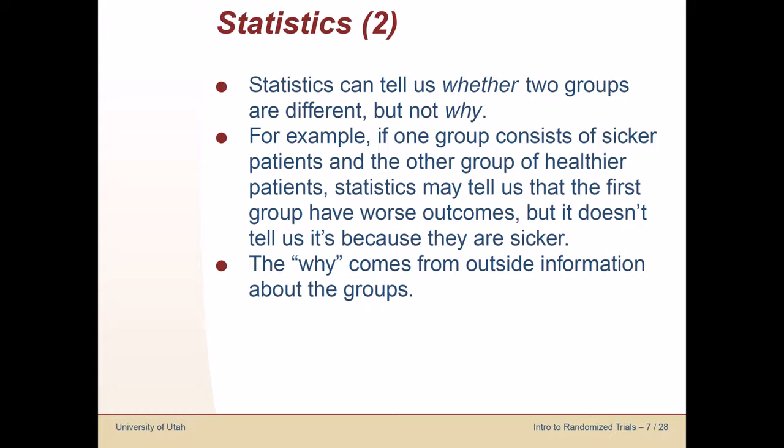Now, statistics is great and can tell us whether two groups are different, but not why. So, for example, if I have two groups and one has sicker patients than the other group, then statistics may tell us, in fact, that the groups are different and that the first group has worse outcomes, but it's not going to tell us why the groups are different, which in this case is because they are sicker. We rely on outside information to determine why the groups are different.